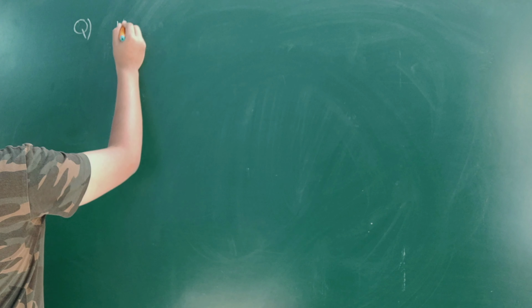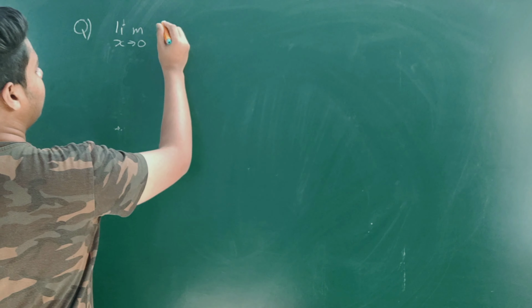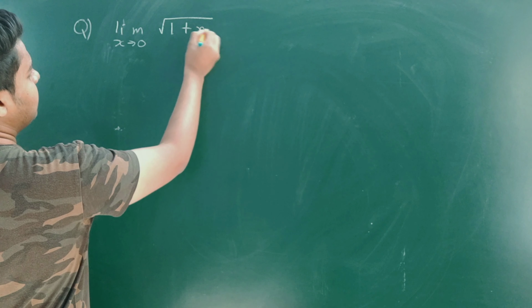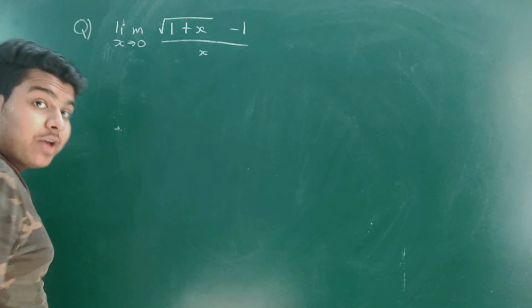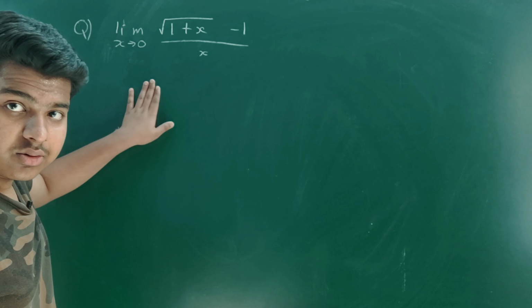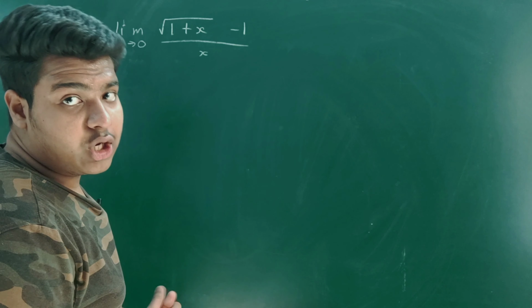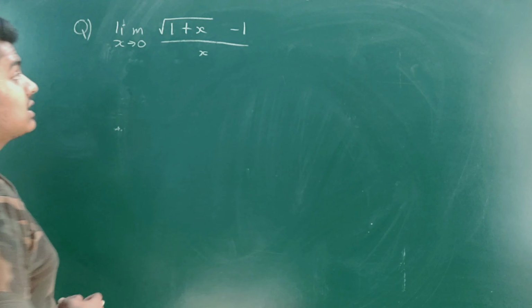Now the next question is limit x tending to 0 of (under root 1 plus x minus 1) upon x. We have to find out the value of this. Now x is tending to 0, so we can't just put the value of x, otherwise it will be in 0 by 0 form, which means it will be not defined.